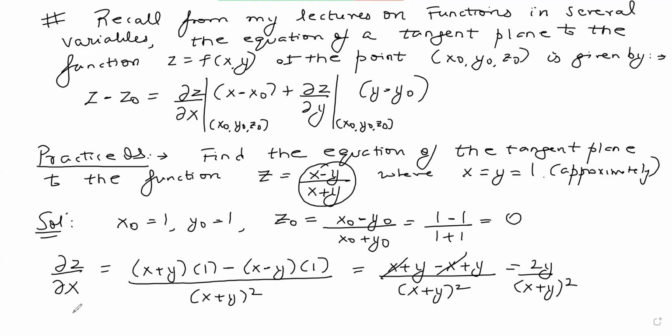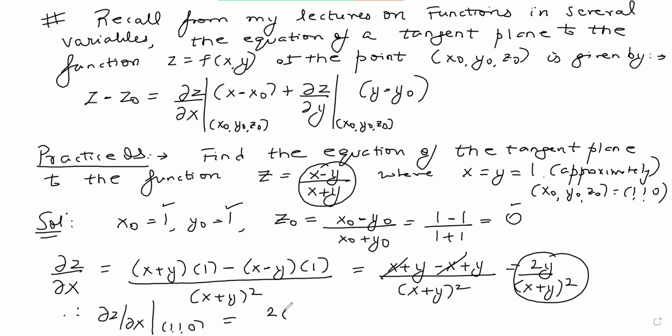And if I now evaluate del z by del x particularly at the point 1, 1, 0, because x0 is 1, y0 is 1, z0 is 0. So evaluating it at the point 1, 1, 0, I can write here my points x0, y0, z0 are 1, 1, 0. So if I put the values here, 2 into y0 which is 1, over (x0 plus y0) square. So (1 plus 1) square. This is 2 over 2 square, which is 2 over 4, which is half. So del z by del x has come out as half at the point 1, 1, 0.